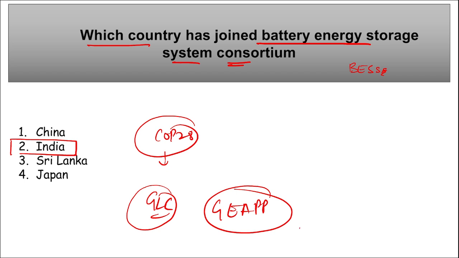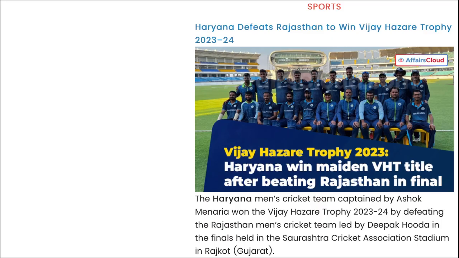A total of 11 countries, including India, have joined the BESS consortium during the COP28. And this BESS consortium is committed to achieve a target of 5 gigawatt of battery energy storage system by the end of the year 2030.